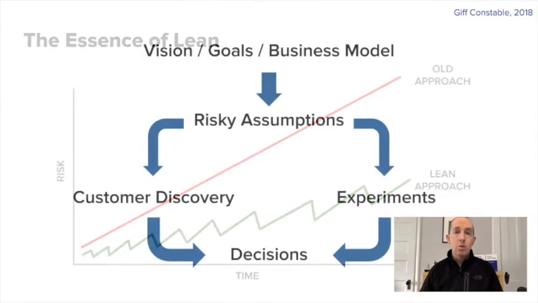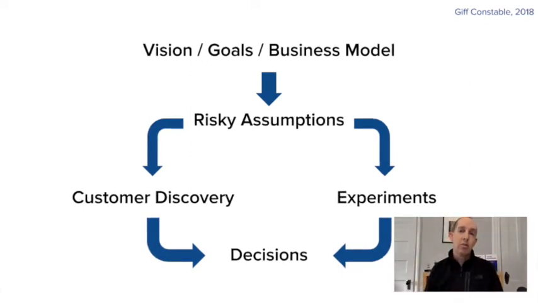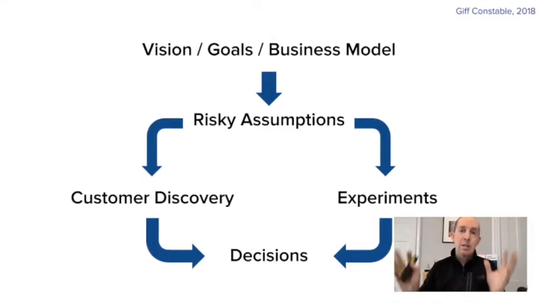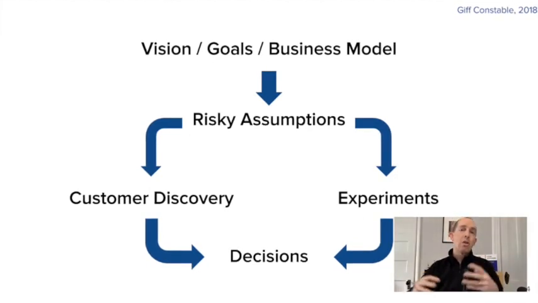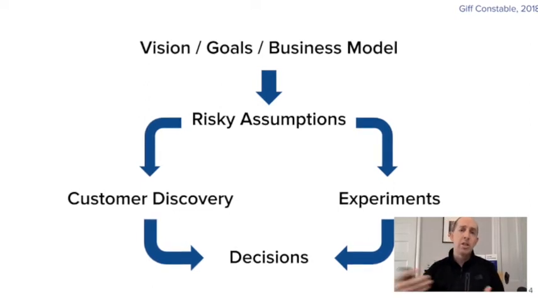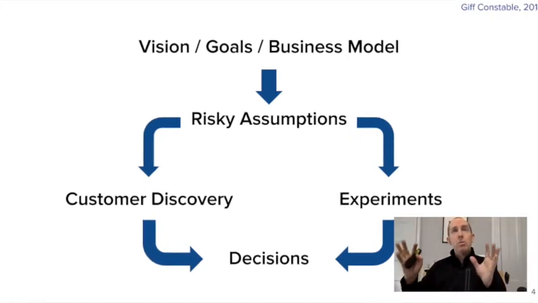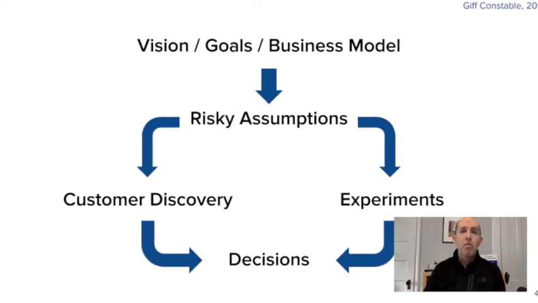Now, there's two ways to do this. You start with your vision. You start with the goal, what you're trying to achieve for your customer and for yourself. And that vision and that goal is going to have a business model. It's going to have a whole bunch of assumptions around what you're trying to solve, who you're solving it for, how you're going to be creating value for both your customer and yourself, etc. How you're going to get those customers. Now, some of those assumptions are going to be risky and some are going to be quite confident.